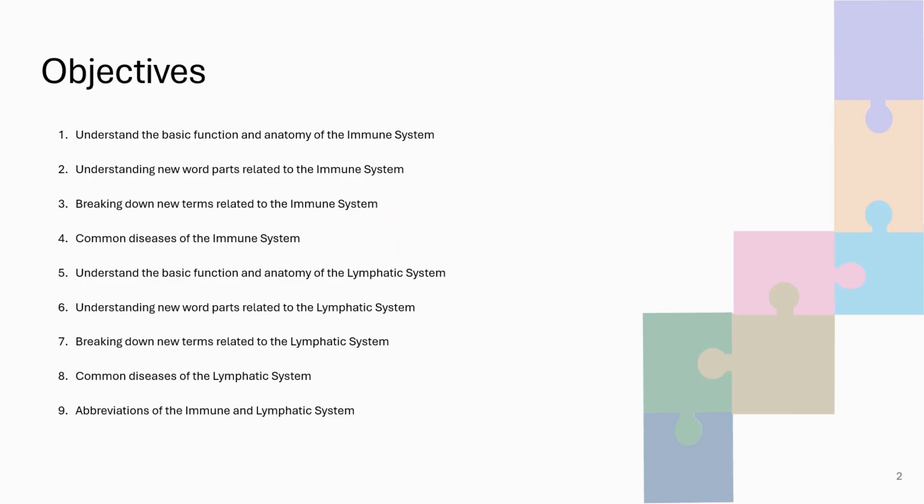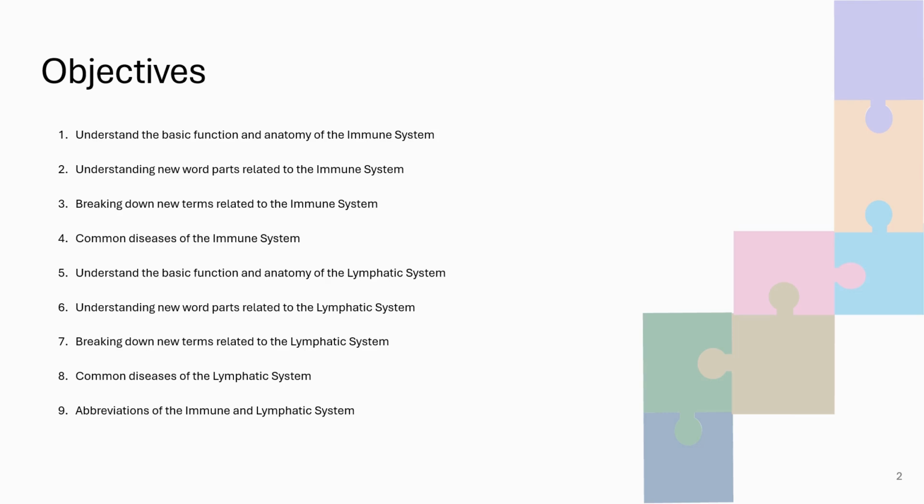Our objectives for this unit: we're first going to talk about the immune system and its basic function and anatomy. We're going to talk about some new word parts of the immune system, so please make sure that you bring your word list with you. We're going to break down full terms associated with the immune system. We're going to talk about some common diseases of the immune system.